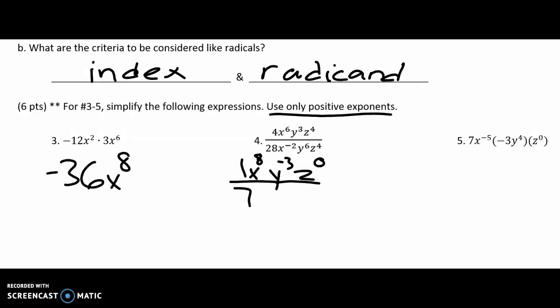Okay, so we are, again, just looking at where we're at here. We can get rid of that z, okay, and it's the 0 power, so it's like saying it's times 1, we don't need it.